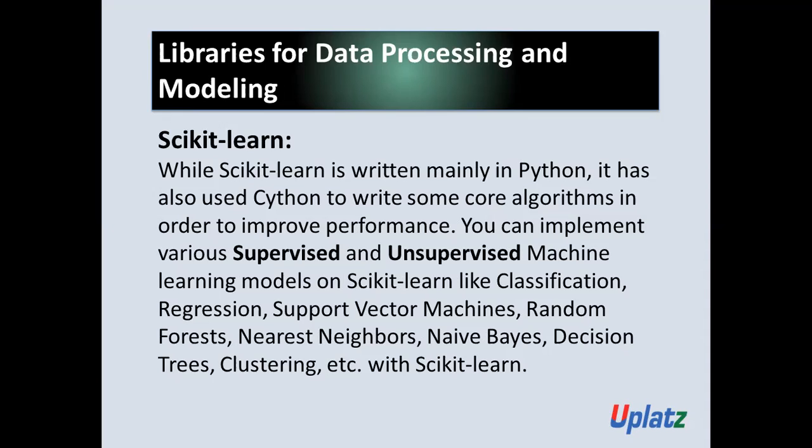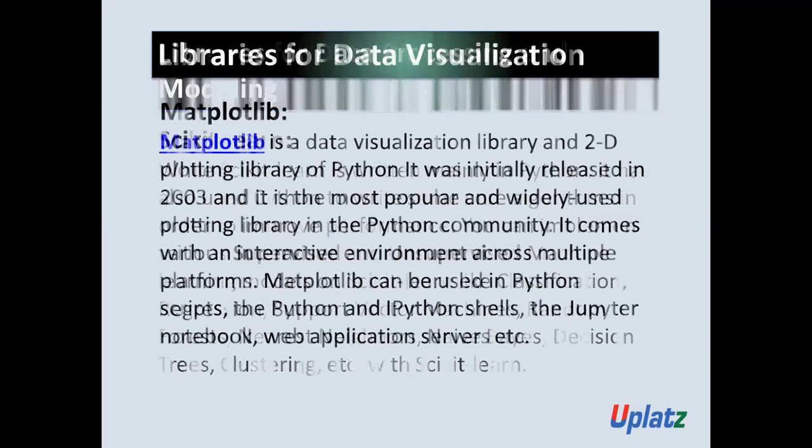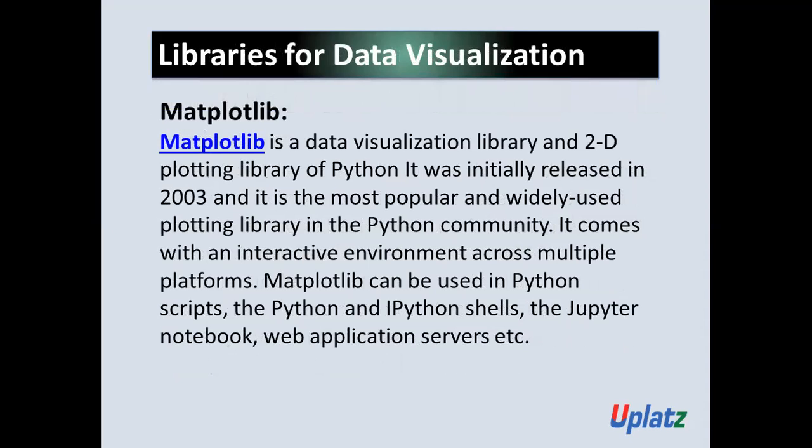Since Python has a huge collection of data science libraries, we are going to cover some of the important libraries that are going to help us for data science. So for data processing and modeling, we have seen four libraries: NumPy, Pandas, SciPy, and scikit-learn. Okay. Now let's see the libraries for data visualization. Which library should we consider for data visualization? The first library we are going to focus on is Matplotlib.